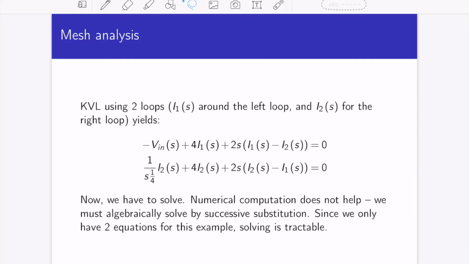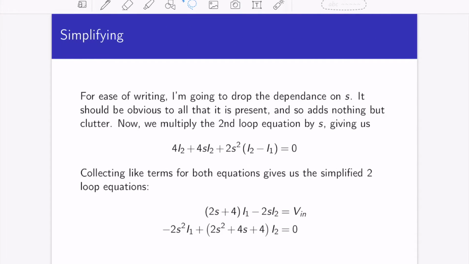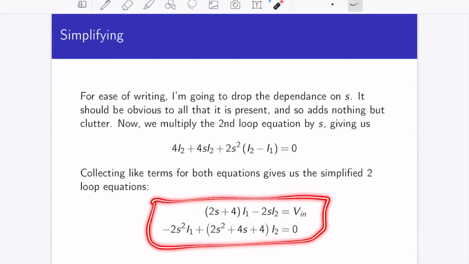And I have this written out, so let me just show you that worked out. So first thing we do is we don't need to write the dependence on S, so we will drop all the I2 of S's and just write I2. We use a capital letter so that it's clear that we are talking about the S domain. And then if we just multiply that second equation by S, that will clear the S from the denominator, and we end up with this equation here. Then if you collect the like terms for both equations, we end up with these two equations.